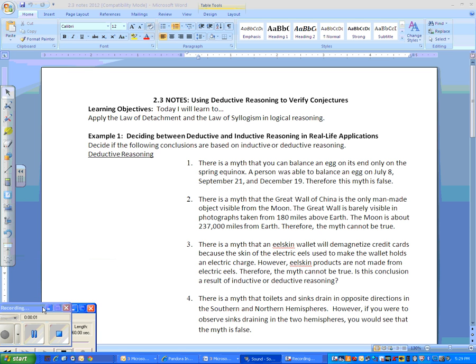All right, 2.3, we're going to use deductive reasoning to verify conjectures today. And by the end of the video, you should be able to apply the law of detachment and law of syllogism in logical reasoning. So far this week, we've been talking about inductive reasoning.